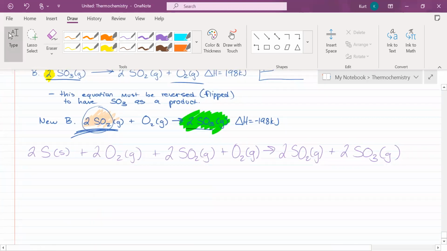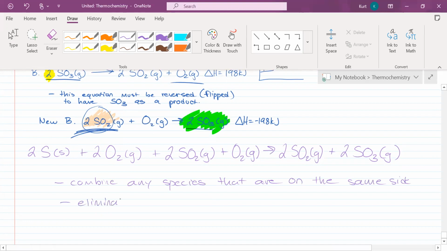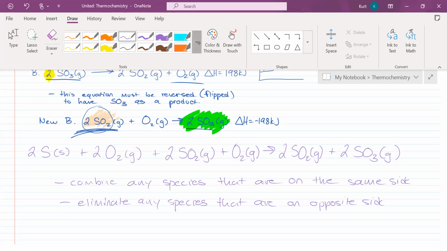Okay, here's what I want you to do. Combine any species that are on the same side and eliminate any species that are on opposite sides. Okay, guys. So here's what I'll do. I'll highlight anything in green that should stay, and then we'll cancel out anything that should go.